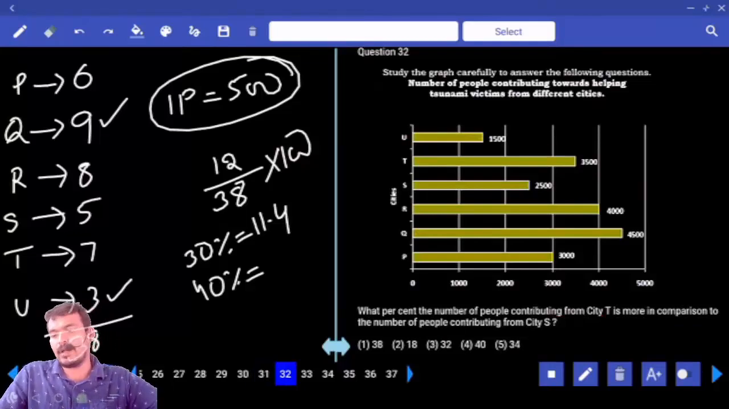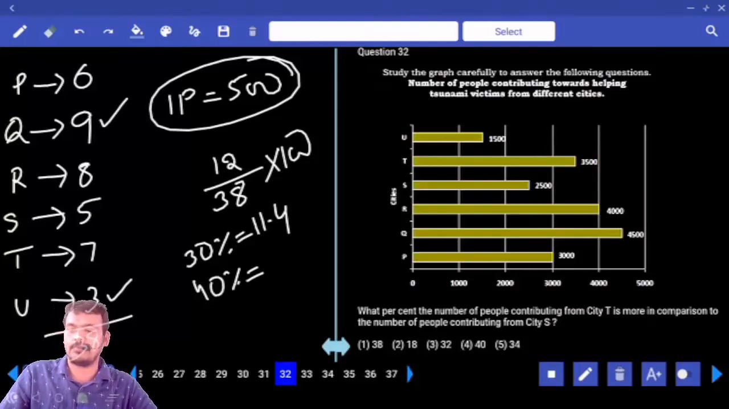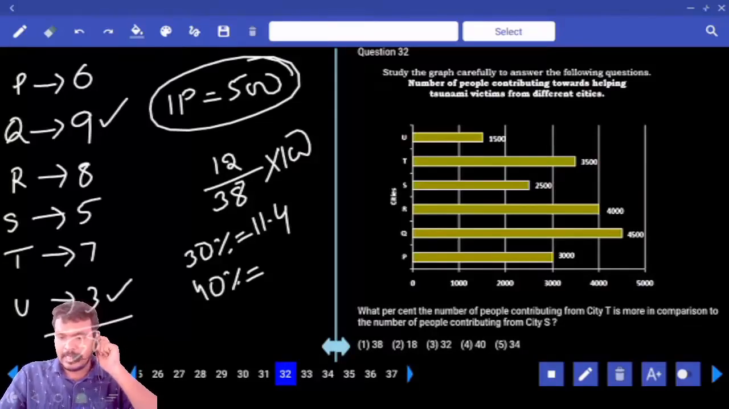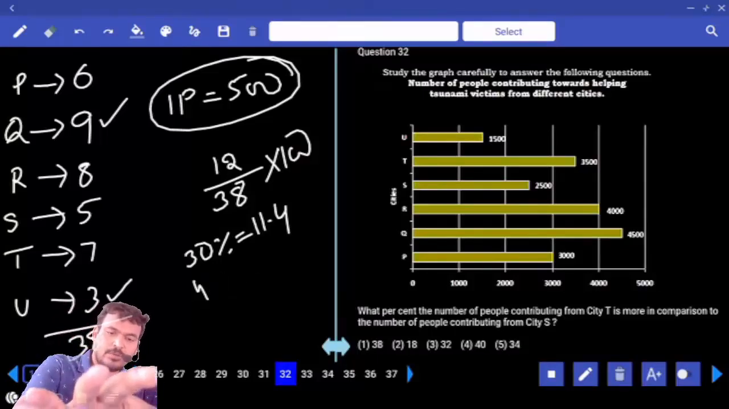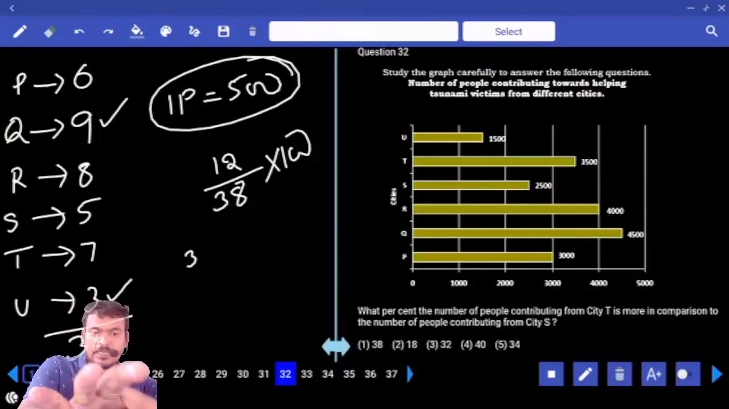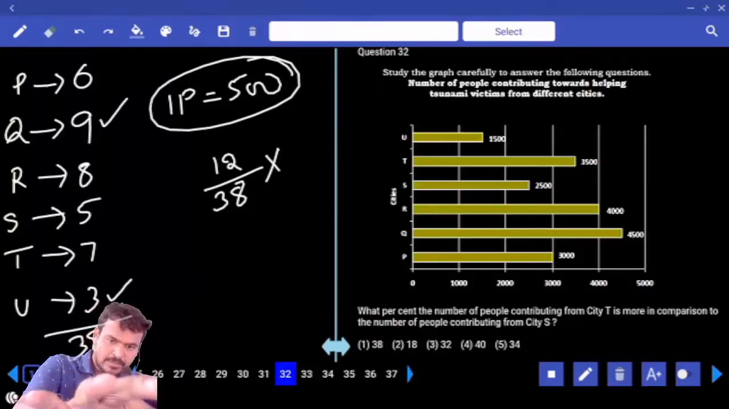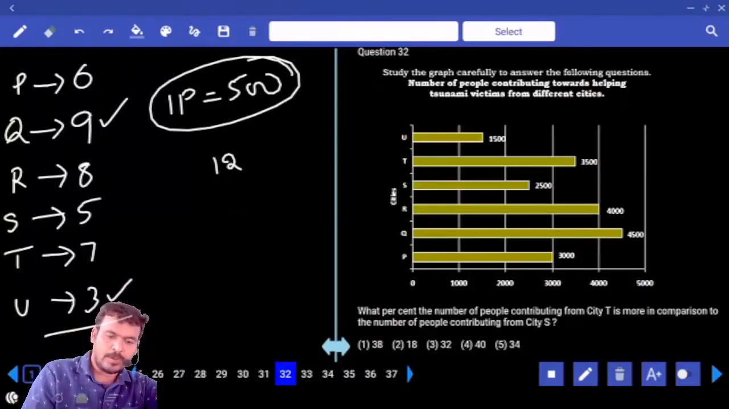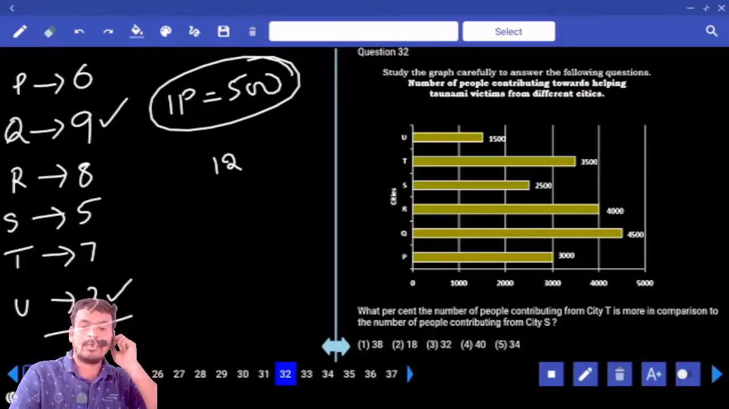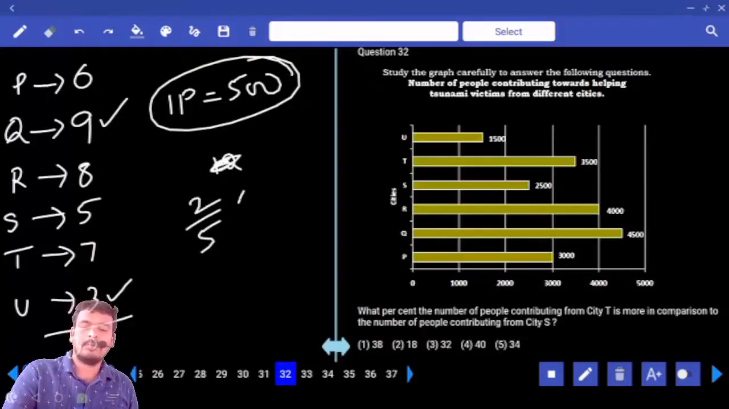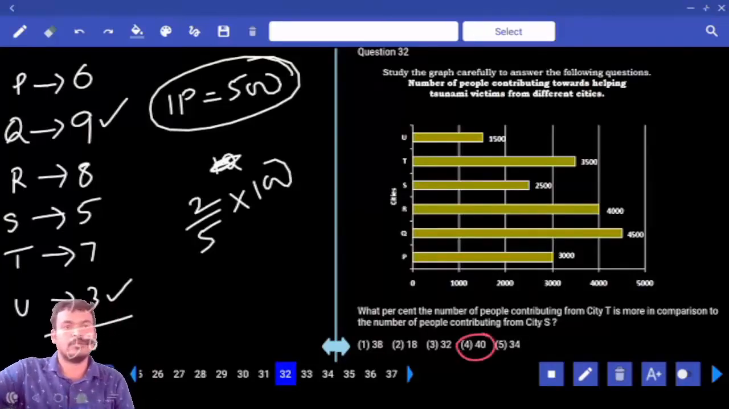Next question number 32. What percent of the number of people contributing from city T is more in comparison to the number of people contributing from city S? T is how many parts? 7 parts. S is how many parts? 5 parts. How many parts are more? 2 parts more. 2 by 5 into 100 means 40%. Which option? Fourth one.